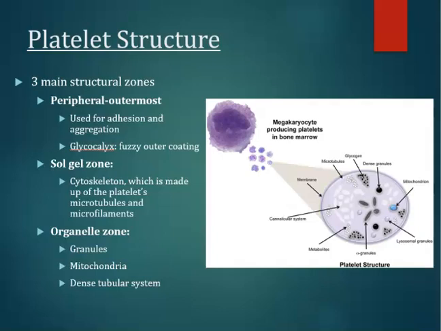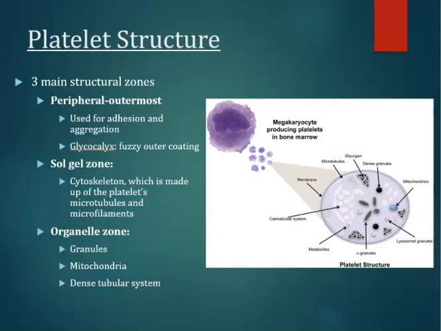So let's talk about the platelet structure. We know it derives from the megakaryocyte, but let's zone into some structures of the platelet itself. There's three main structural zones. The first is the peripheral outermost layer, and this is used for adhesion and aggregation. It's also known as the glycocalyx, or the fuzzy outer coating of the platelet.